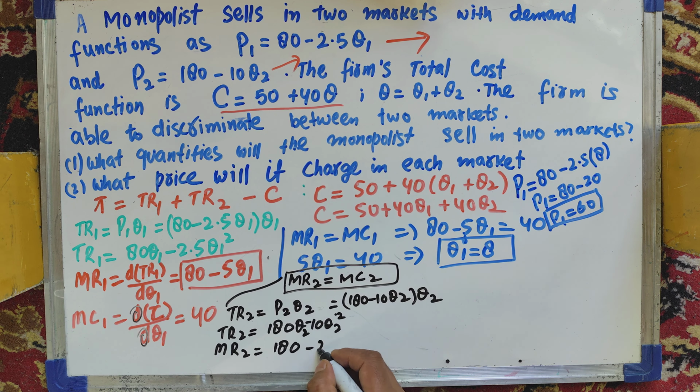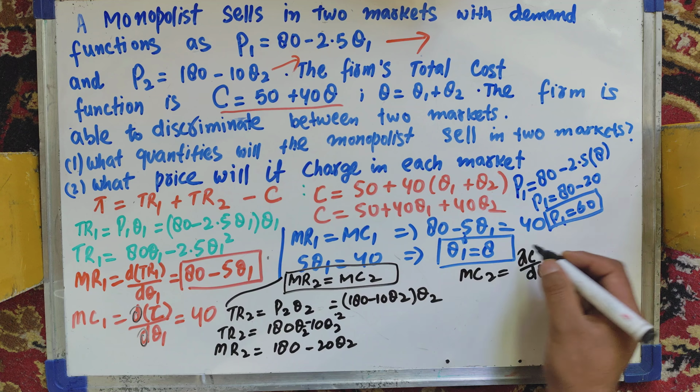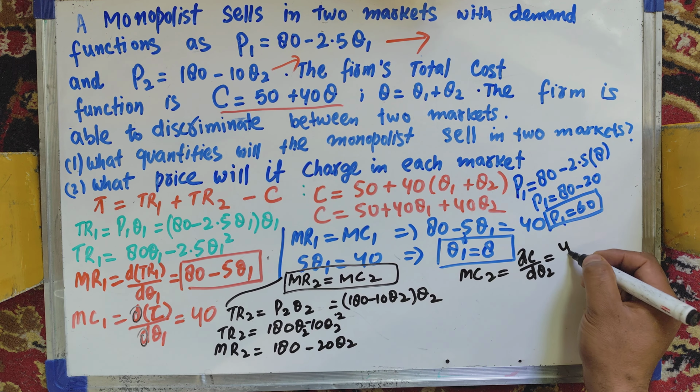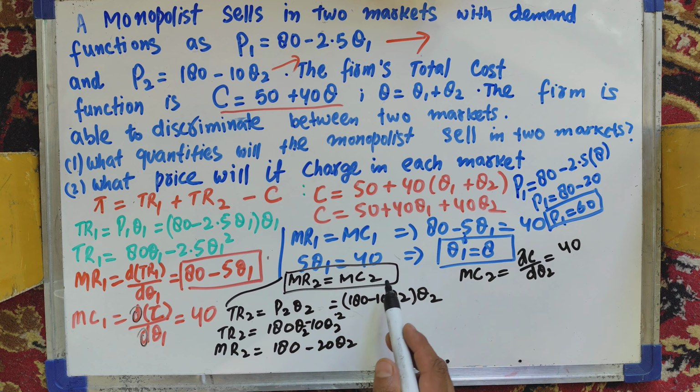And marginal cost is the change in cost due to the change in output. Differentiating partially with respect to Q2, we again get 40 as the marginal cost. Setting marginal revenue equal to marginal cost means 180 minus 20 Q2 equals 40, or 20 Q2 equals 180 minus 40, which comes out to be 140.